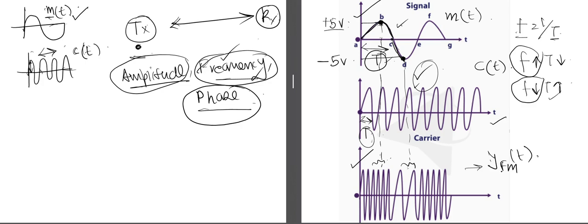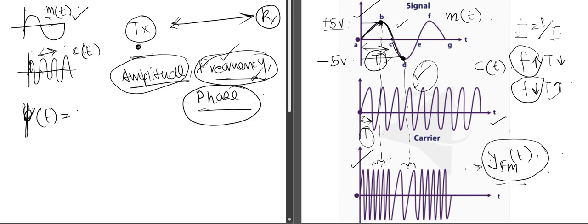And this signal, I am assuming that it is y of fm. In order to write the expression of this frequency modulated signal, we know that any carrier signal, suppose I am representing any carrier signal as psi of t, psi of t is equal to A cos of omega ct plus theta.